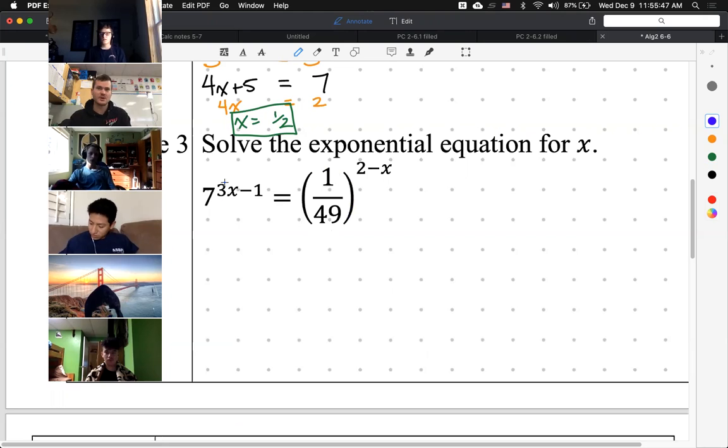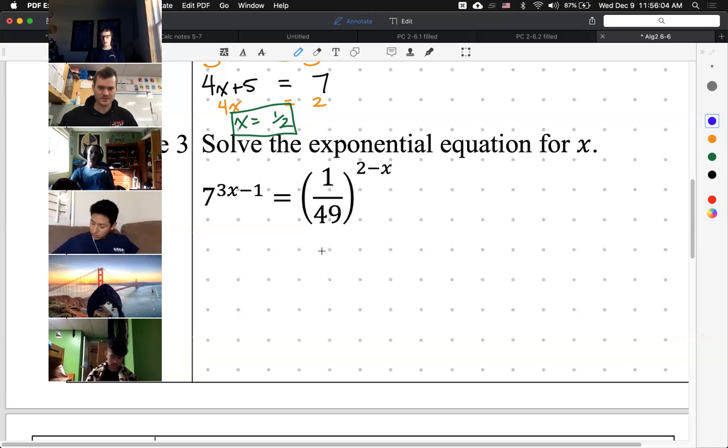Or even better yet, what is 49? 49 can be written as 7 to some power, right? This is a gimme. I'm going to get someone new. 7 to what power is 49? You got this, Fern. 7 to the power 2.